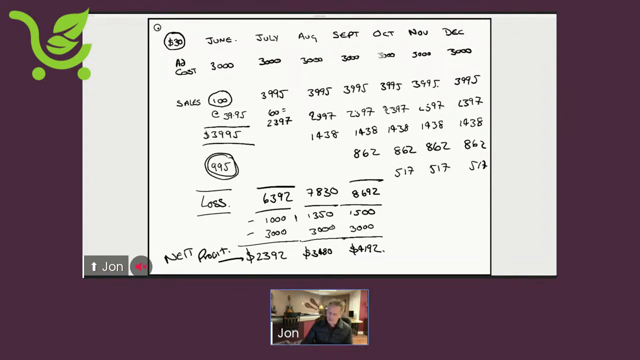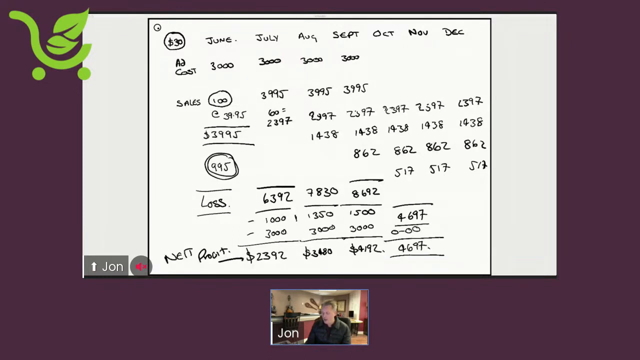Yeah, if I take out up here at the top these ad costs for October, November, December, we're going to remove this because we won't get that revenue from the ads, but we still get all of this revenue that's flowing through the funnel. So you'd still get the 2397, 1438, and 862. You're still looking at bringing in 4967, but you have 0 ad costs. So your net is 4697.